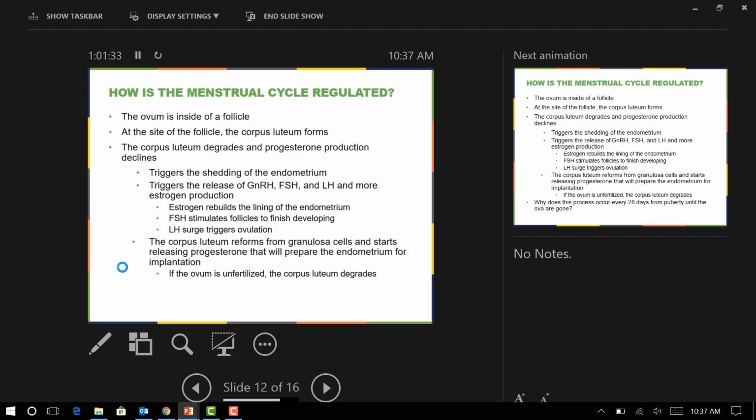Now, if the ovum is unfertilized, and again, it'd probably be more correctly stated that the oocyte is unfertilized, the corpus luteum degrades and the process starts over. The lining of the endometrium is shed, and so you have this very cyclical process where an oocyte is released from a follicle, you prepare the lining of your uterus for implantation, and if it doesn't get fertilized, implantation doesn't happen, progesterone production lowers, and the endometrium is shed again.